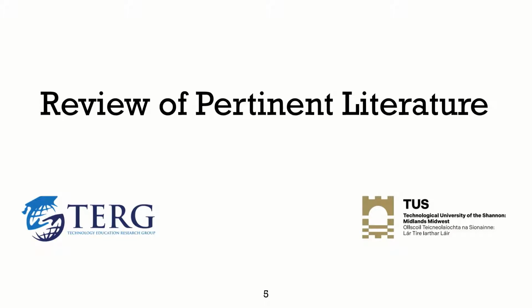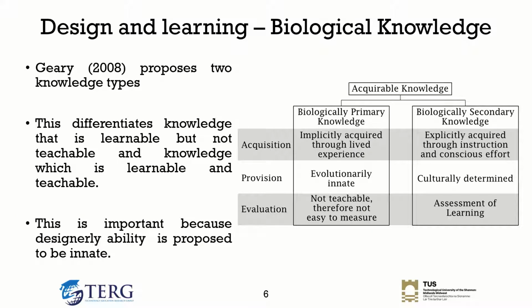To start to review the pertinent literature, this literature all works towards conceptual frameworks. This will be presented now just to break down what is important with each, and then will be synthesized through the frameworks at a later stage in the presentation. So Geary proposes 2 knowledge types, essentially biologically primary knowledge and biologically secondary knowledge. Biologically primary knowledge is knowledge that we learn and acquire naturally over time, just simply through exposure to stimuli. For example, our first language, we acquire the ability to use naturally.